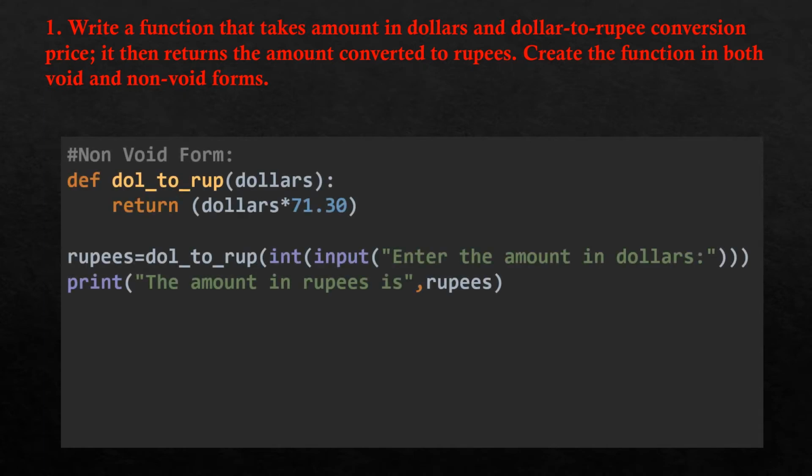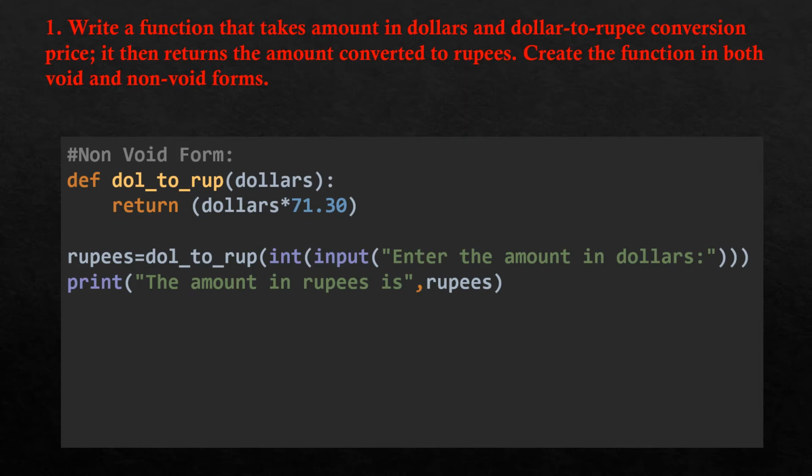First, we'll start with the non-void form of the function. Non-void functions return the computed value using a return statement, and the function is called inside an expression. Here, the returned value of the function, that is the function name, is assigned to the rupees variable.